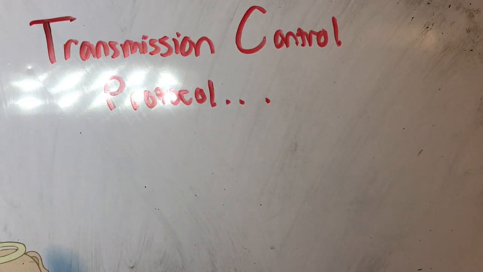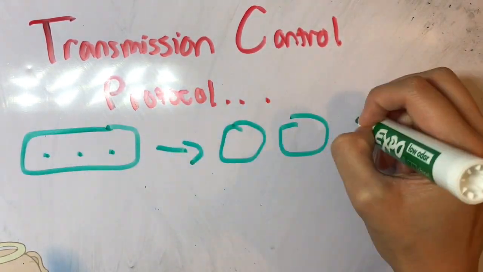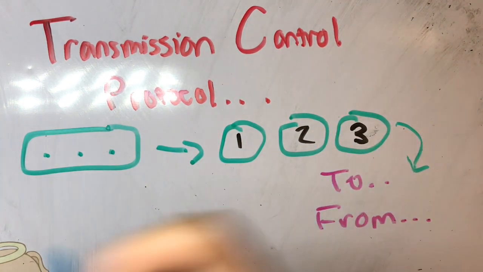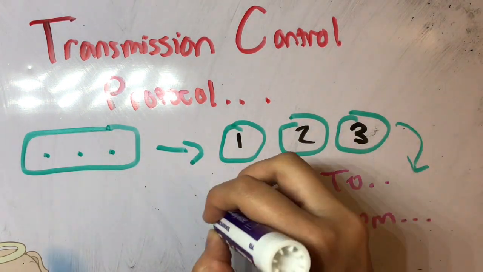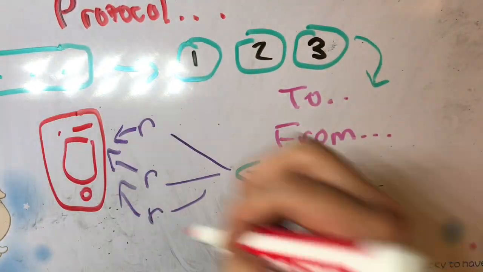Let's review. So, the TCP, first it takes this message, breaks it down into packets, then it numbers these packets for assembly. Then, they assign the to and from addresses, which are then routed through many different routers to all get to the same destination.